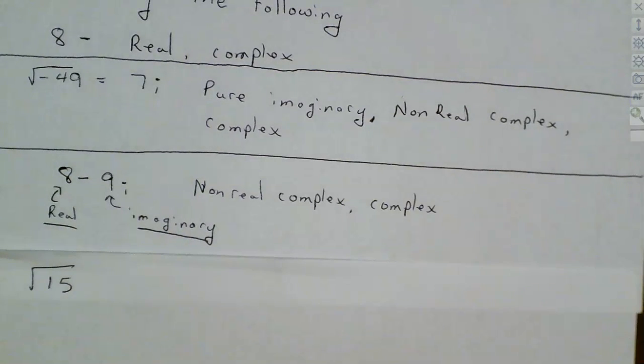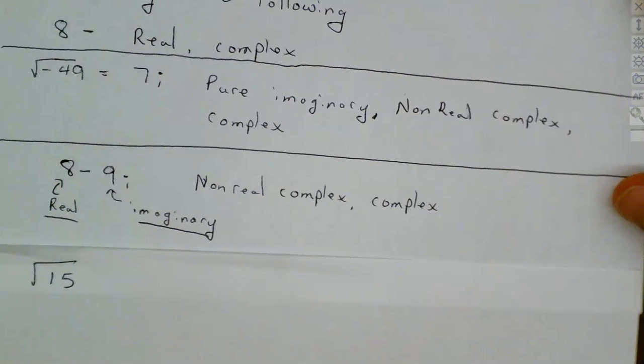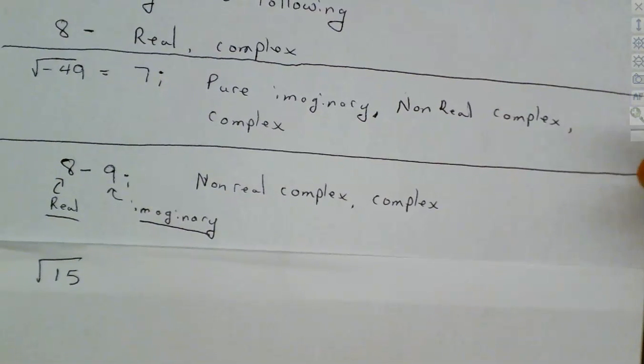What about the square root of 15? Can I break down the square root of 15? No, because what does 15 break down into? 3 and 5, right? We have no pairs. So we can't break it down.